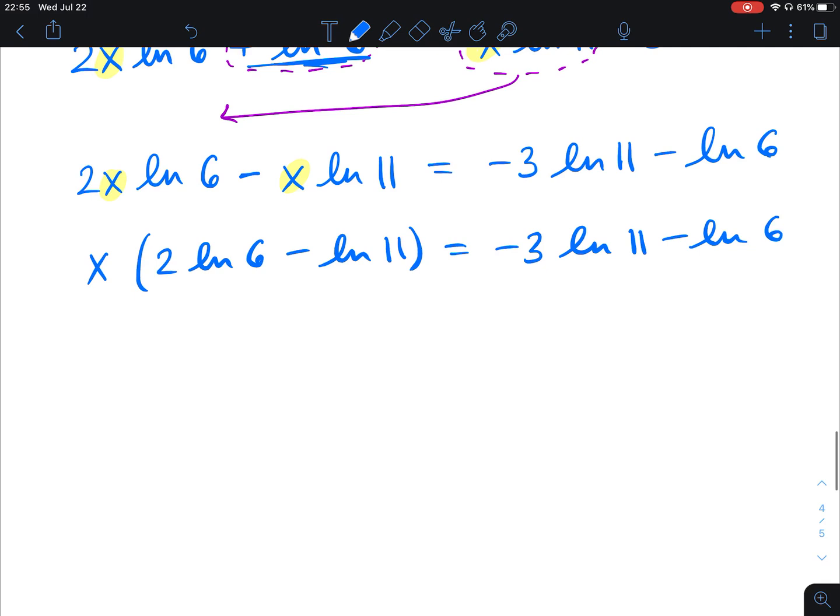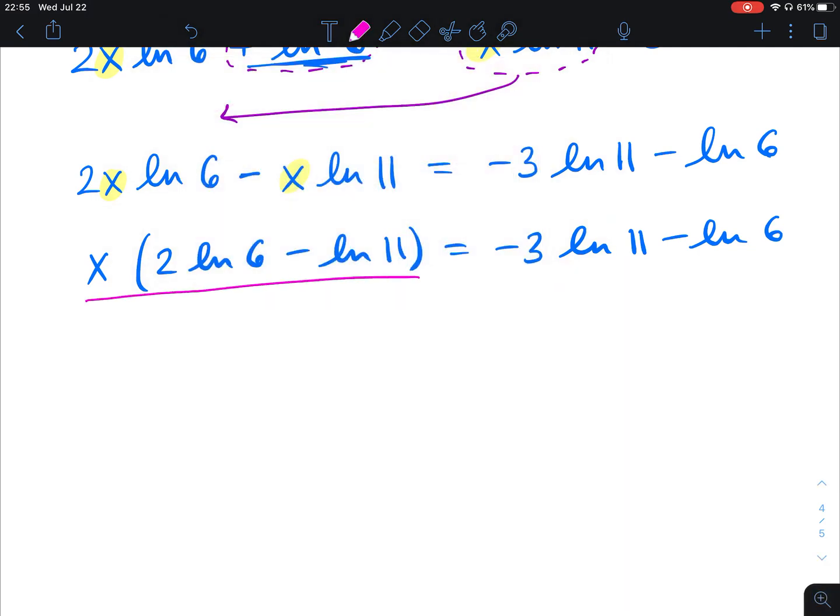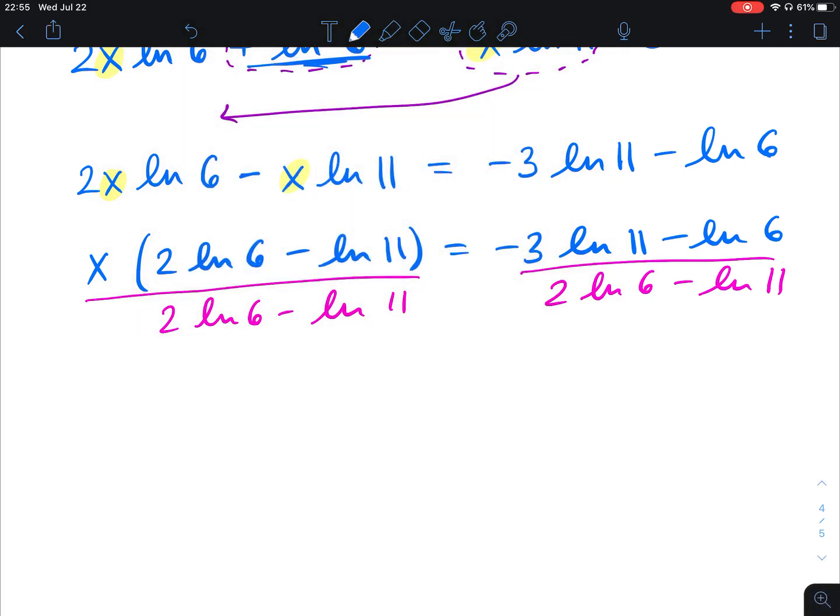And if our goal is to get x alone, I think you guys see this last step will be just divide by everything that x is being multiplied by. So I'm simply going to divide both sides by 2 ln 6 minus ln of 11. That frees up x on the left, it's all alone. On the right, we have definitely an exact answer.